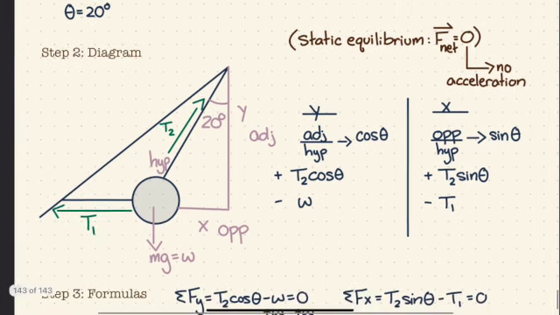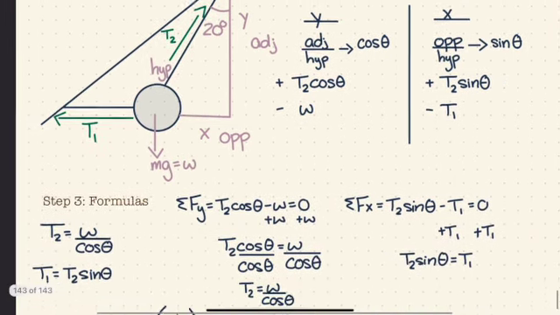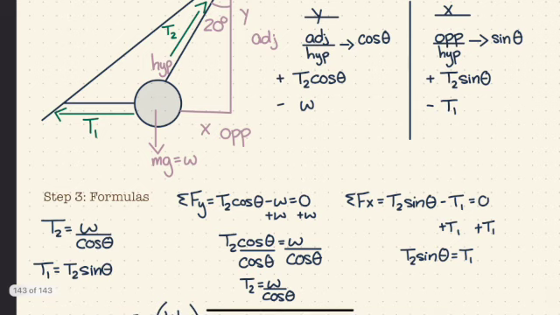Let's start in the y direction. The sum of the forces in the y direction equal T2 cosine of theta minus the weight of the wrecking ball equals 0. Remember that we are setting these equations to 0 because when you think of the formula for force, it's force equals mass times acceleration. Pretty iconic formula, but in this instance, the wrecking ball isn't moving and is in static equilibrium, meaning there is no acceleration, which means that this side of the equation is 0.